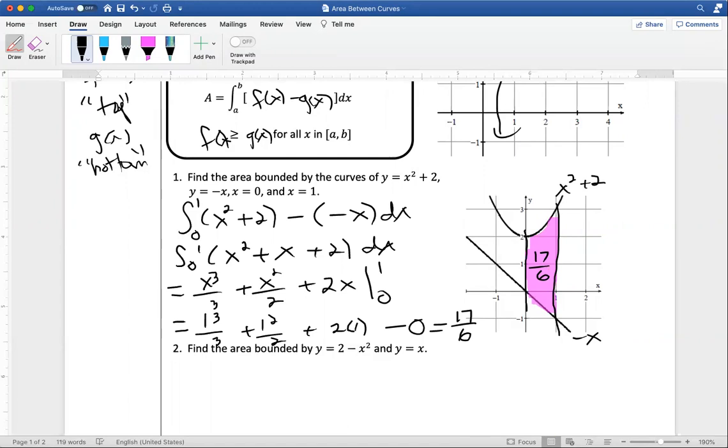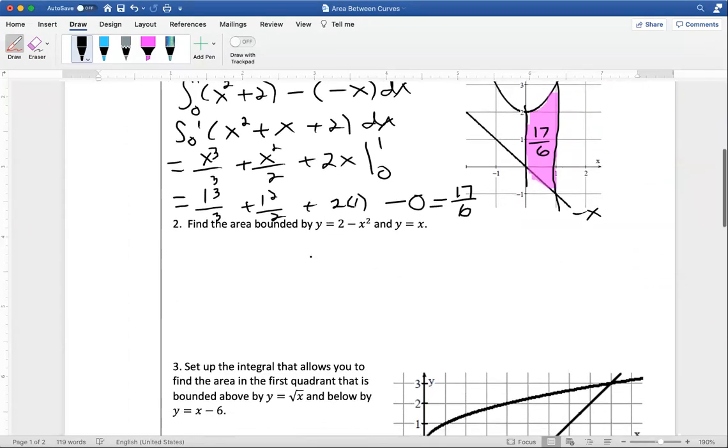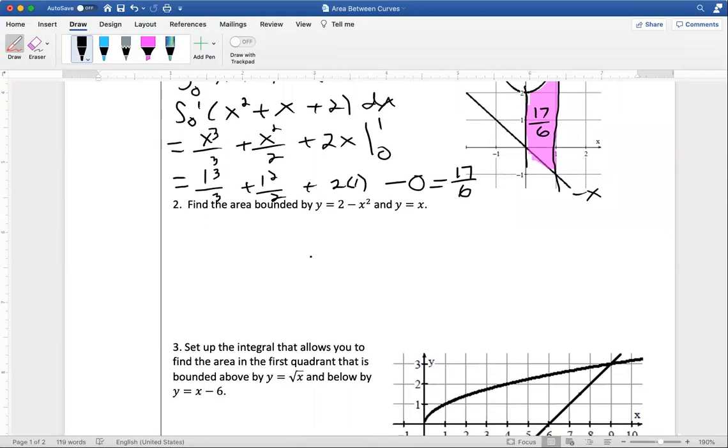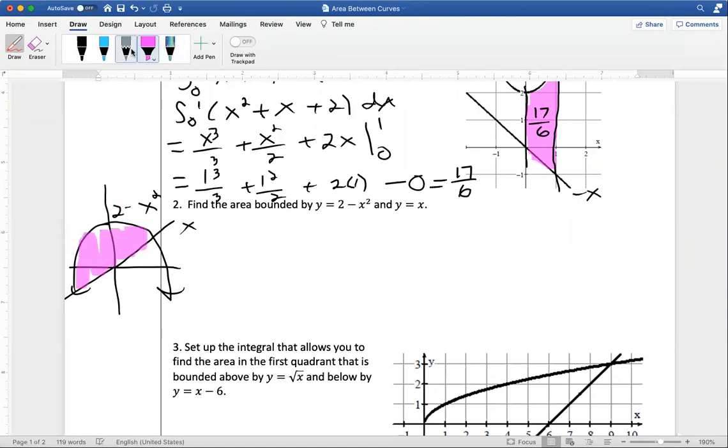Okay, let's try another example. And again, it's helpful to you if you draw the sketch yourself. So find the area bounded by the curve y equals 2 minus x squared and y equals x. So over here, I'm going to draw those curves. I know that 2 minus x squared looks like this. If you don't know that, you put that in your graphing calculator, okay? And I know that x looks like this, x. And what I need to find is the area between them. So I'm looking for this bounded region, the area of that bounded region.